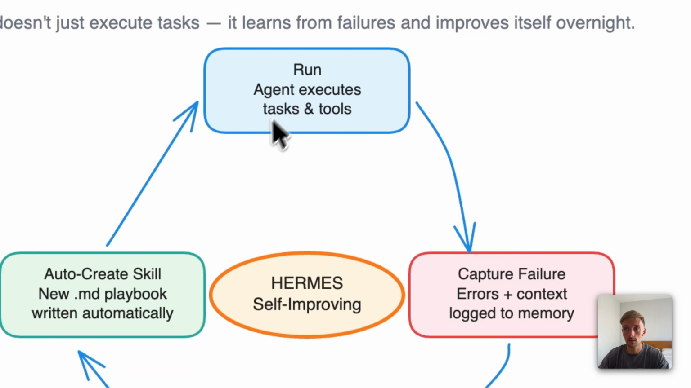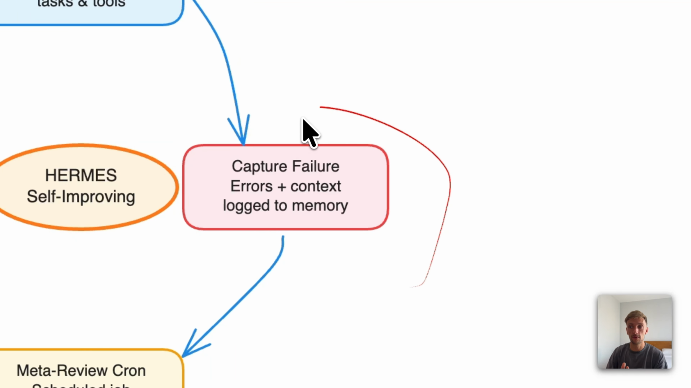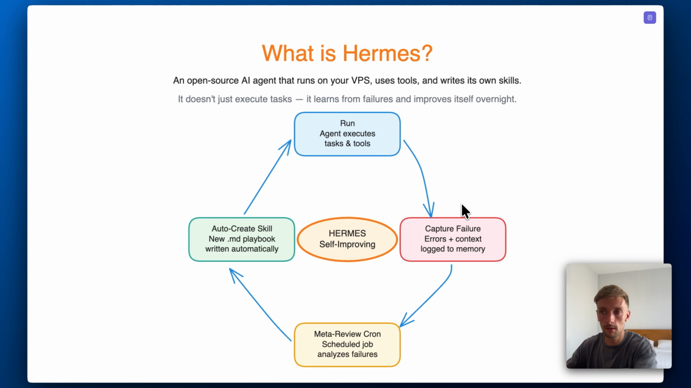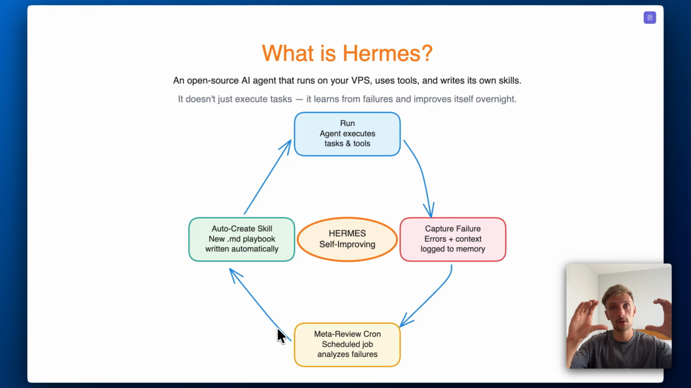So you run tasks, you execute things, and then it will identify when it fails. Okay, what do I need to do to make it better the next time? So it will log that to its memory, and then it automatically identifies those failures. It will create new skills for those failures. The next time you run it, it remembers what it did the last time. So this is the self-improving loop that Hermes is.